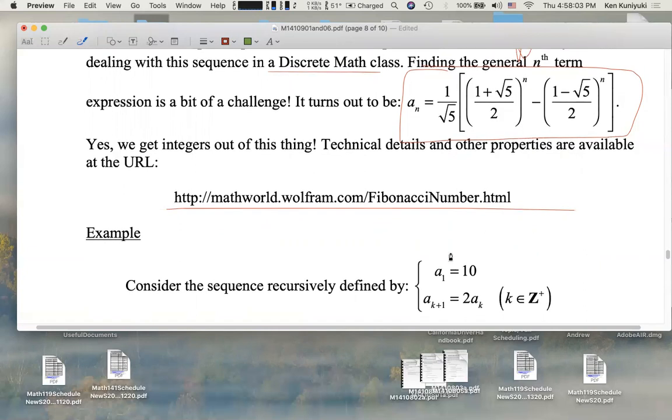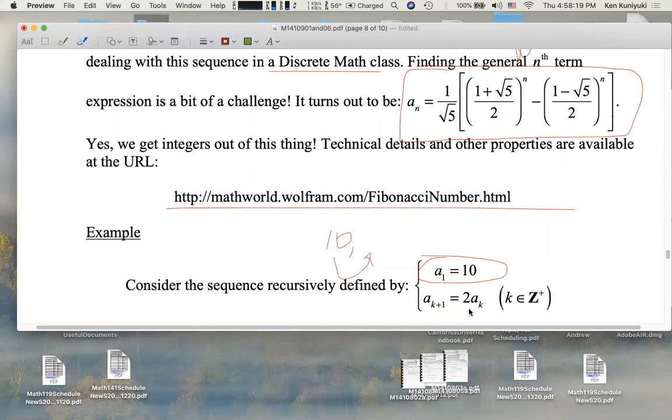This means that the initial term, a sub 1, is 10. Yeah, the first number is 10. I think we got that. But what is this saying? This is saying that every time you want the new number in the sequence, you take the number you're currently at and you multiply by 2.